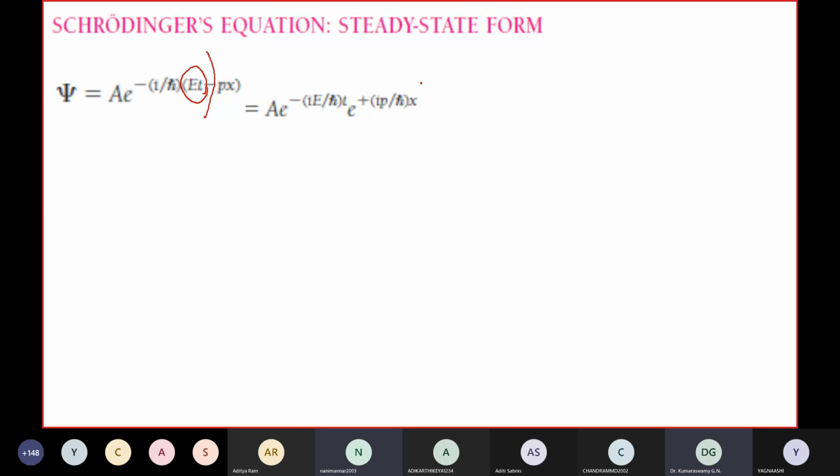Excuse me, sir. Yes. Once explain that step, sir. How did you split that? Just split it. It is an exponential, no? Yes, sir. Straight away split it. Minus into minus becomes plus. Here minus remains: e to the power of minus i E by h cross, t I have taken out, into e to the power of minus i by h cross into minus px, that is, minus into minus becomes plus i p by h cross into x.